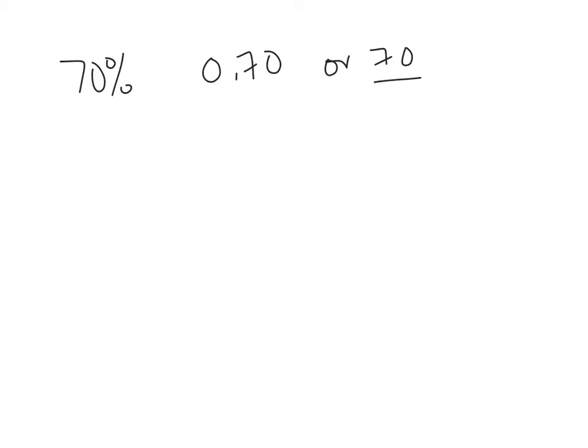70 over 100. It's supposed to be used. If we want an extra 10%, we actually are using 110%. So 110% is like 1.1.